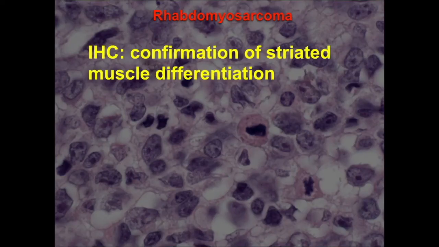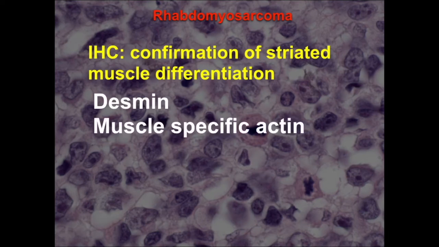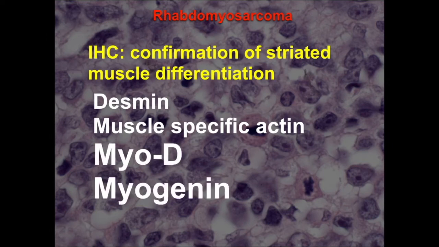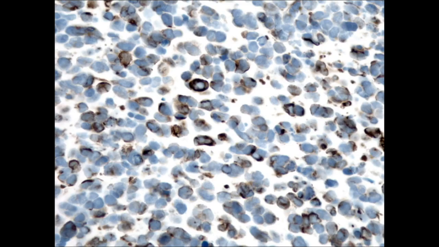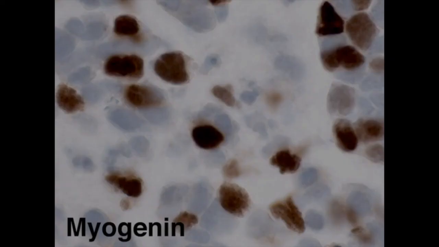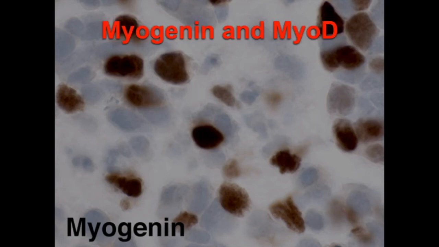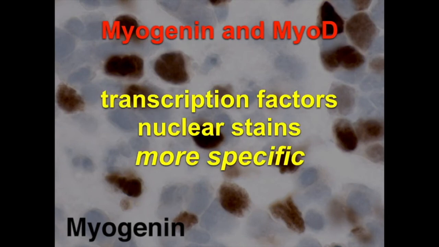You confirm the diagnosis of rhabdo using immunohistochemistry for markers of striated muscle differentiation like desmin or muscle-specific actin. We can also look for transcription factors like MyoD or myogenin. Myogenin is a nuclear stain. Desmin is a cytoplasmic stain. The transcription factors like myogenin and MyoD are more specific and, of course, are nuclear stains, not cytoplasmic stains. They're more specific.